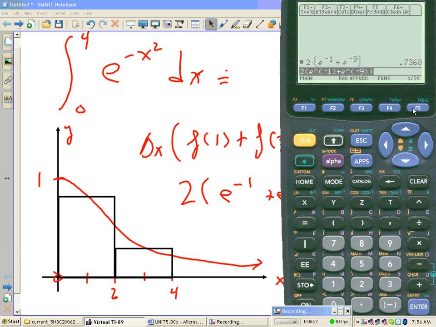Oh no, I'm in approx. Okay, that's what I want. So this is rounding off to the nearest 4 places. I usually state my answers to 3, so 0.736. Is that about right? Okay. Now let's do this with the program and see that it agrees.